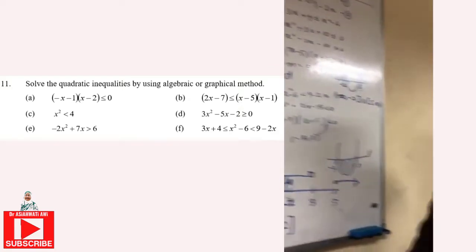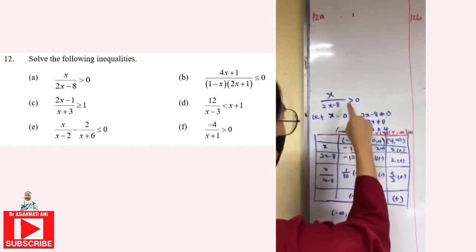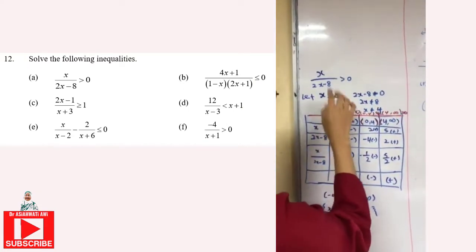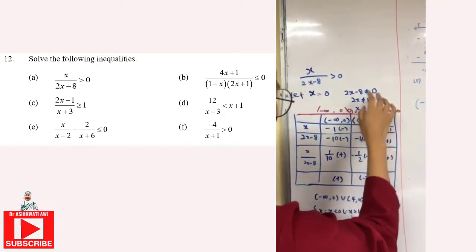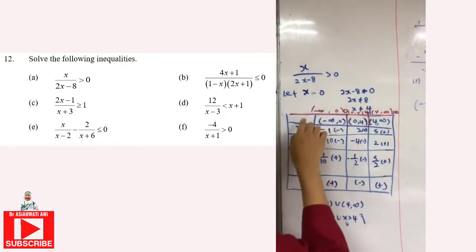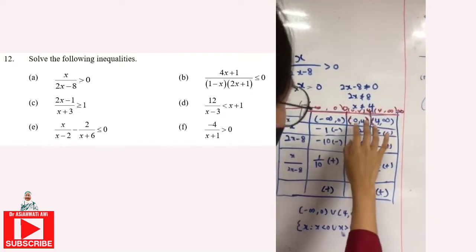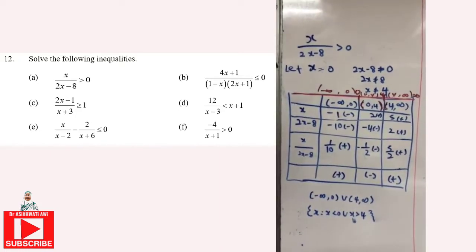Okay? Dah. For A, the question is x over 2x minus 8 is larger than 0. So, we let x equals to 0 and 2x minus 8 not equals to 0 first. So, x not equals to 4. So we'll do the table. This is from negative infinity to 0, 0 to 4, 4 to infinity. Okay, the interval.